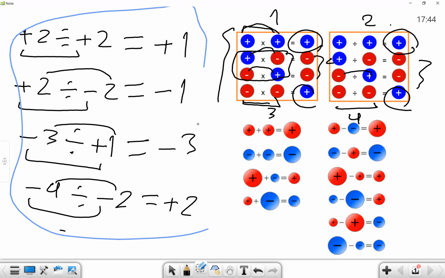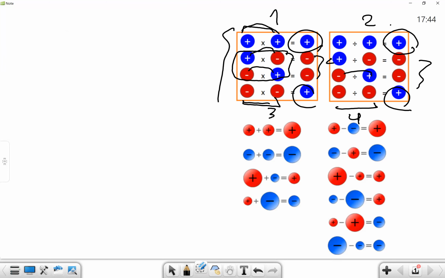Let me clean the screen first. As you see, positive plus positive equals positive. In some cases, with addition and subtraction, it depends on the numbers. Let me start with the numbers. For example, positive 2 plus positive 1 equals what? Equals 3. How? Let me explain it.